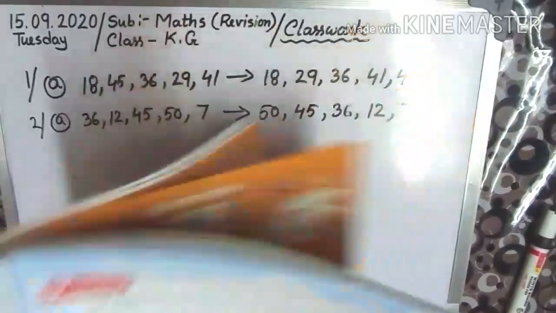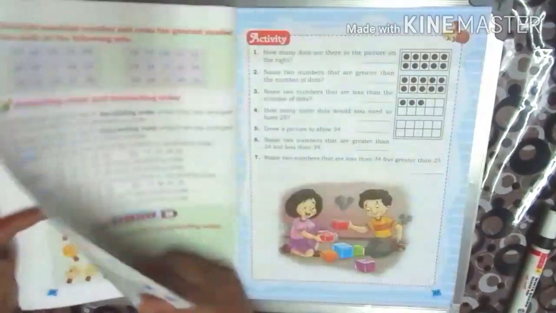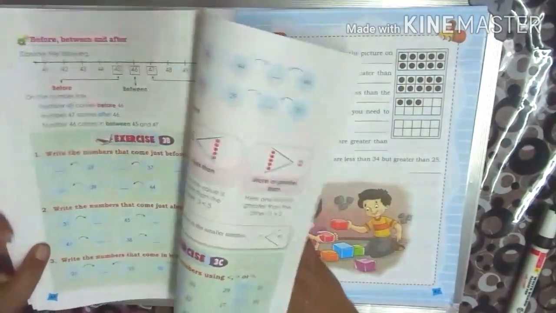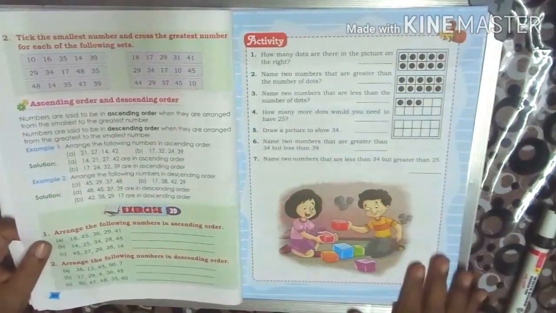Next, 47 is activity. So children, page 44, 45, 46, 47 practice. Okay.